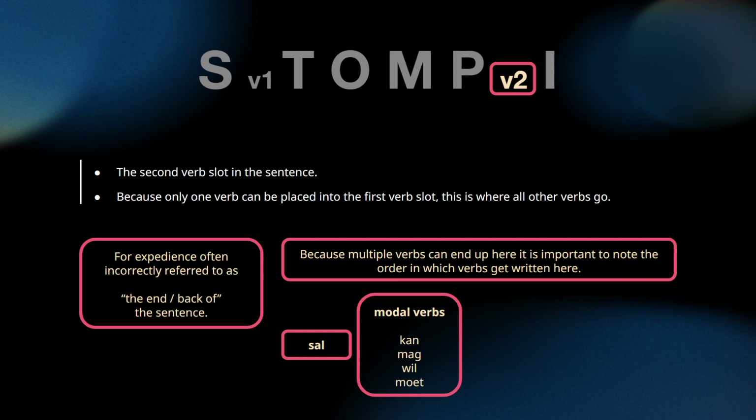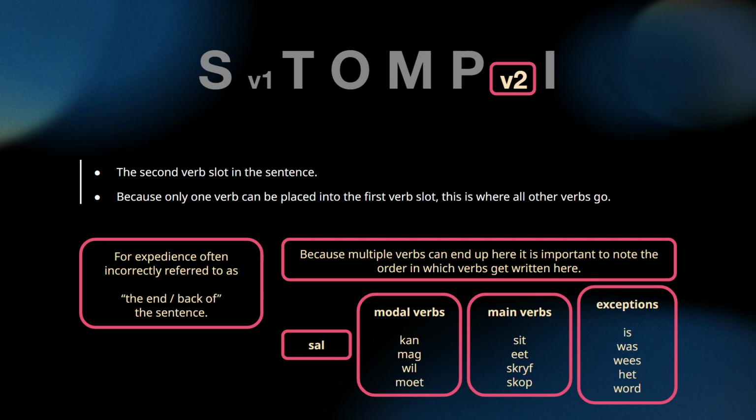After that, we're going to be writing our other modal verbs, kan, mag, wil, and moet. Only then will we be writing our main verbs, sit, eet, skryf, skop: sit, eat, write, and kick. And then lastly, we're going to have our exceptions. Now, I know exceptions can sometimes be uncommon, but these exceptions are extremely common. So it is a very good idea to memorize them and to learn them off by heart because they're going to come up quite often.